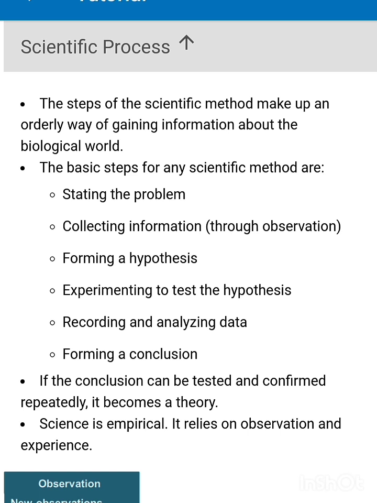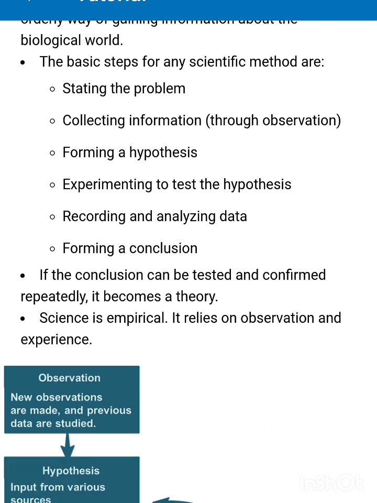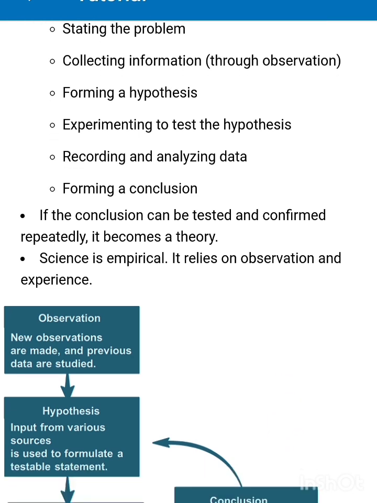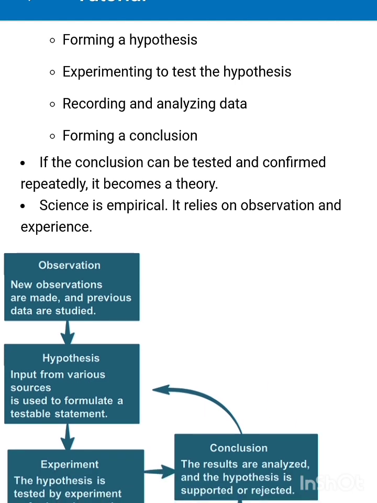Scientific process. The steps of the scientific method make up an orderly way of gaining information about the biological world. The basic steps for any scientific method are studying the problem, collecting information through observation, forming a hypothesis, experimenting to test the hypothesis, recording and analyzing data, and forming a conclusion. If the conclusion can be tested and confirmed repeatedly, it becomes a theory.